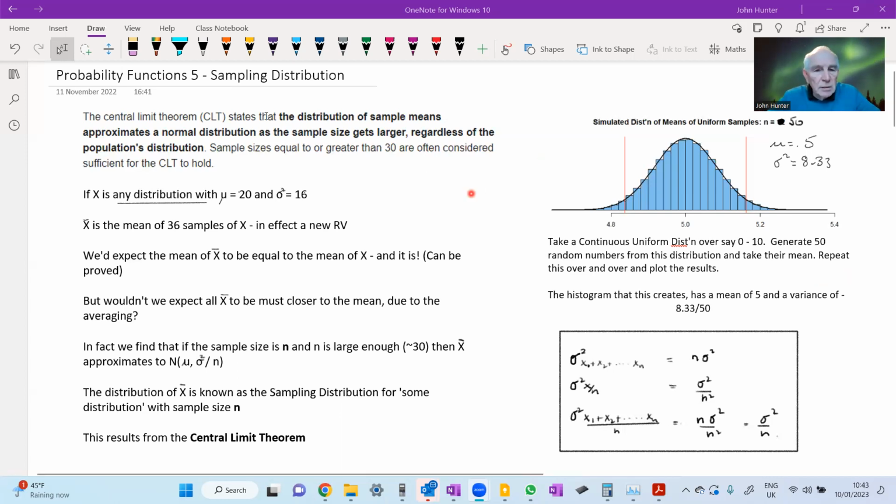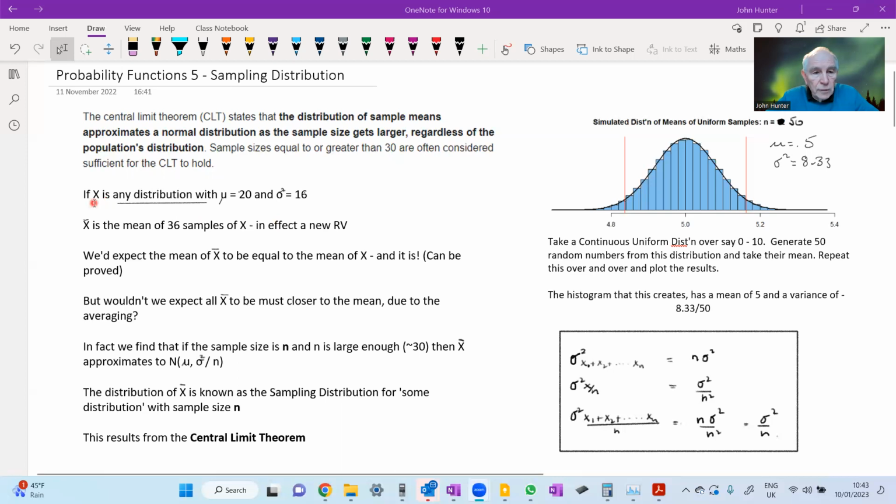Now, the maths behind this comes from something called the central limit theorem, which states that the distribution of sample means is the distribution. So the sample mean is in effect like a new random variable that we've created. The distribution of sample means approximates to a normal distribution as the sample size gets larger, regardless of the population's distribution. Sample sizes equal to or greater than 30 are often considered for the central limit theorem to hold.